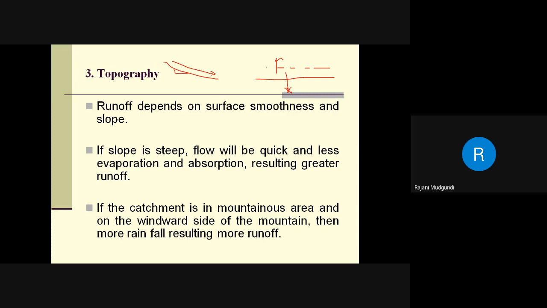If the catchment is in a mountainous area and the rain is falling on the windward side, in that case more rainfall will occur on that side, and on the leeward side there will not be any rainfall. So if this is the windward side, here more precipitation will occur, and on the leeward side, on the opposite side of the mountain, there will be a negligible amount of rainfall, right?